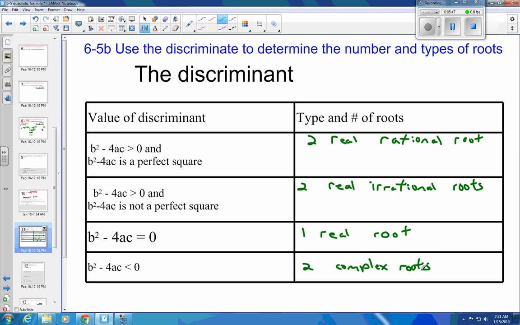Again, it's very important that you understand this concept here, because it's going to help you later when you figure out how many answers you have and where exactly you're graphing your quadratic. So in this case, I would like you to pause the video and copy this down.